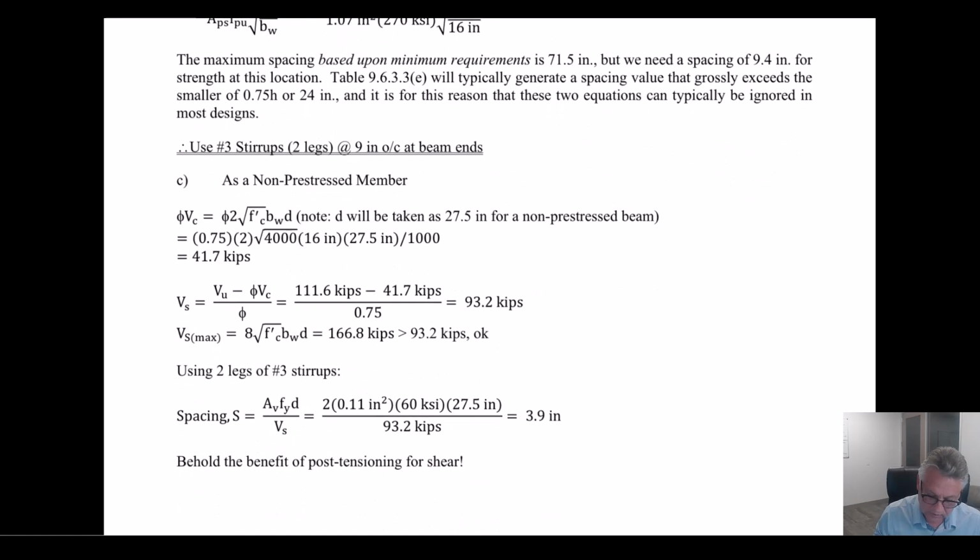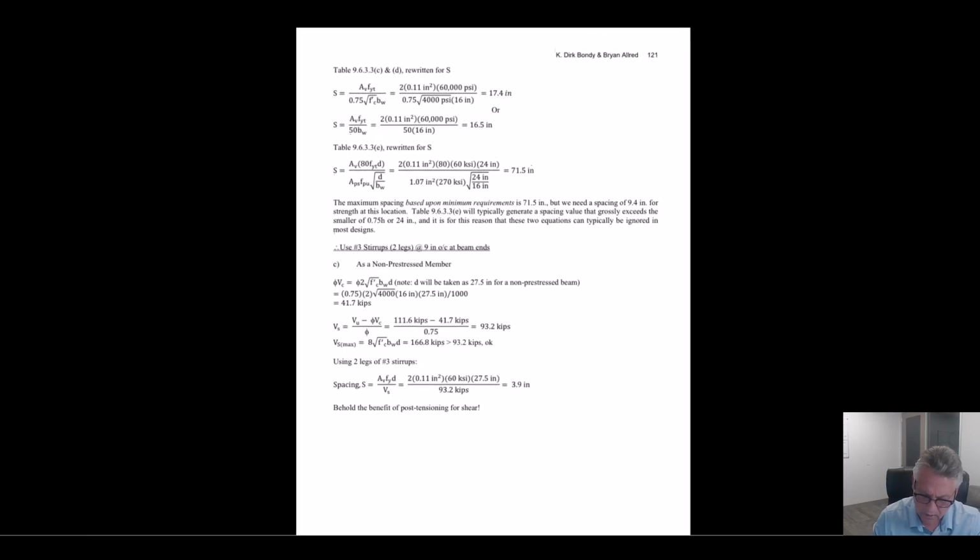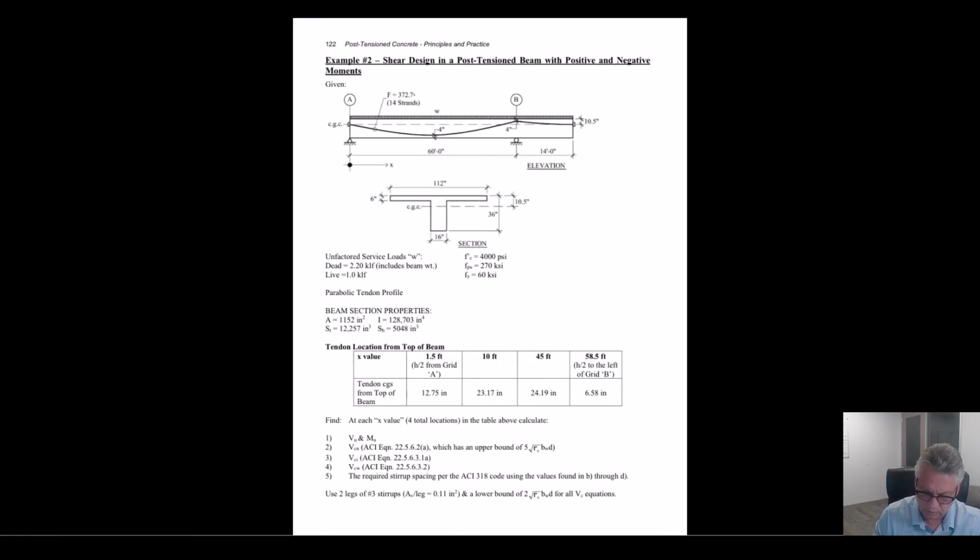Now quickly, let's say we just didn't like all these equations. We didn't like them, we didn't trust them, they gave us a headache. We just wanted to go by 2 square root f prime c. Well, you've done this before, so you don't need me to walk you through this. But in that case, if we just looked at this as a reinforced concrete beam, we'd have to space 2 legs, number 3 stirrups at 3.9 inches. That's pretty darn tight spacing. We don't want to do that. It's almost a third of the spacing we're actually going to use for this beam. So there is tremendous benefit by post-tensioning, by pre-stressing. There's no question about it. You just got to do a lot of work to get those benefits.